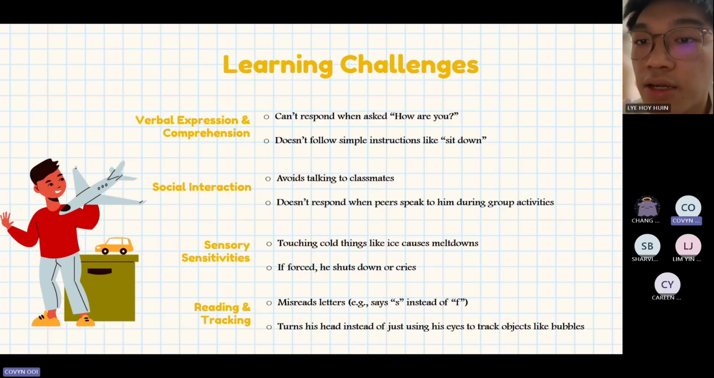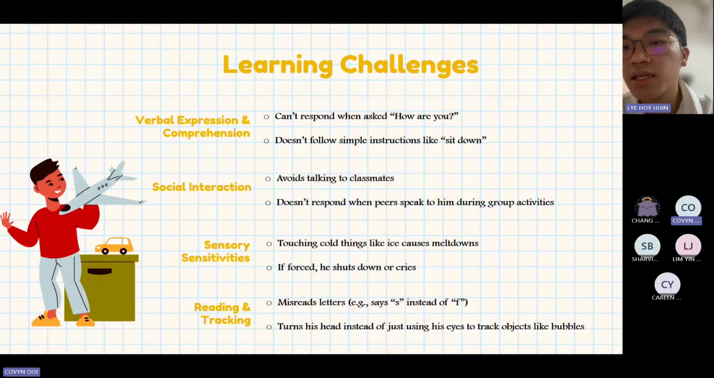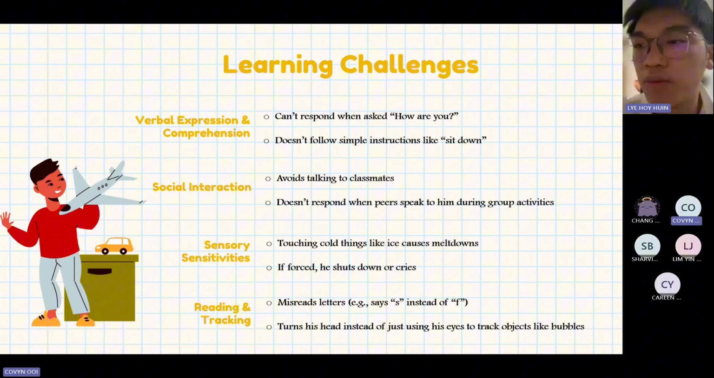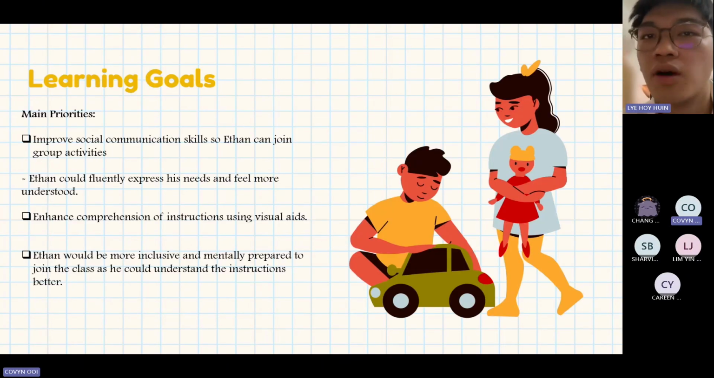Okay, lastly, in terms of reading and tracking, Ethan often misreads letters, says S instead of F, like the word friends, he will misread it as sriends. Ethan will also turn his head instead of just using his eyes to track objects like bubbles. Next, please. Okay, now we're going to talk about learning goals.